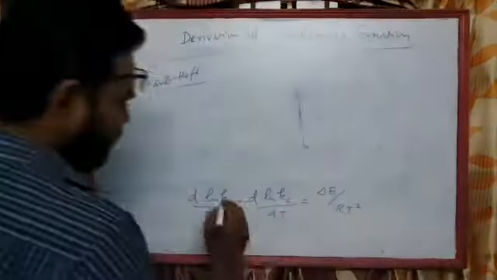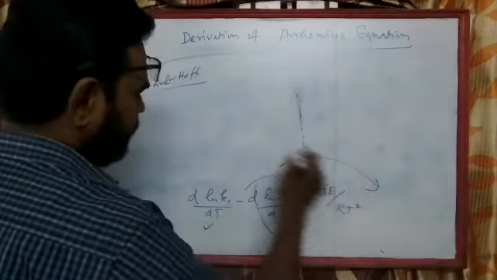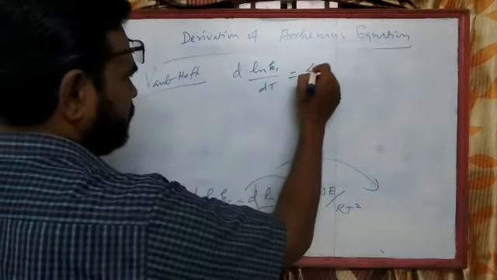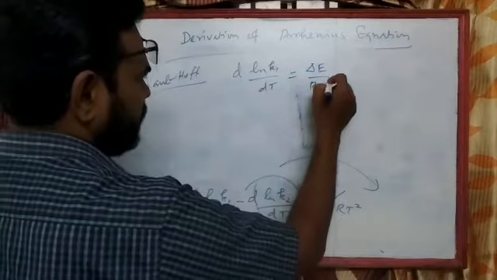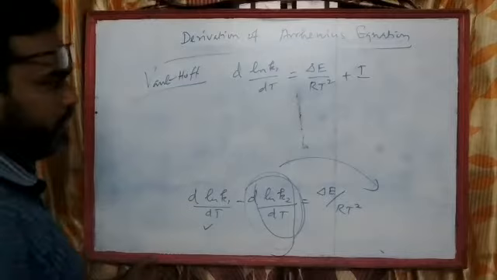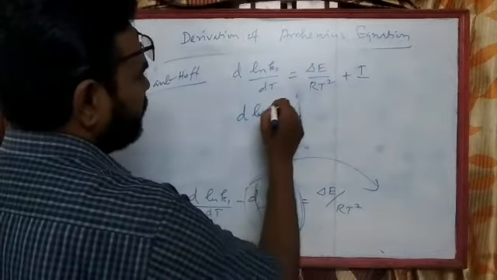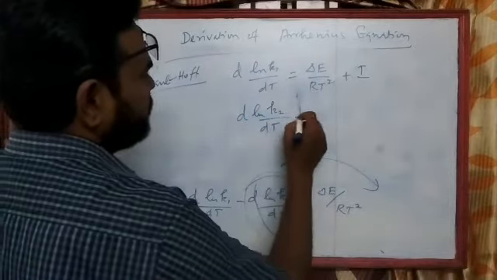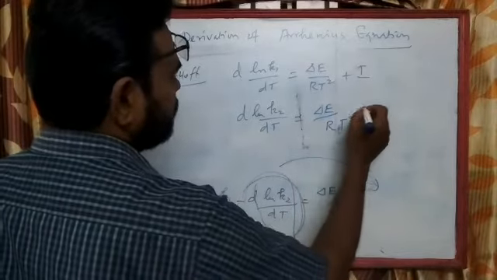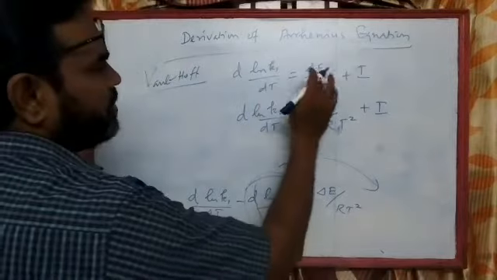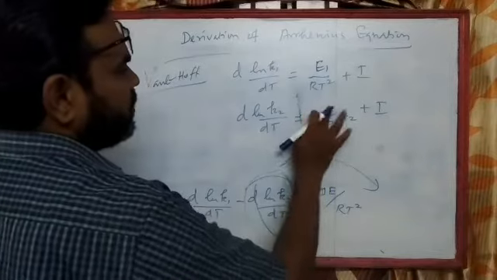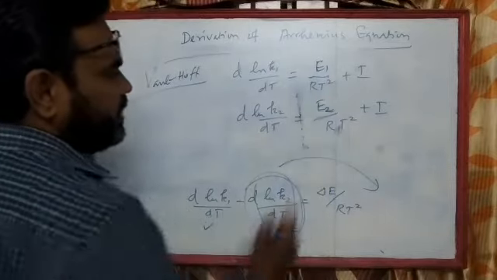I can write this by bringing this to the right hand side. I can write d ln K1 by dt is equal to delta E by RT squared plus, as a whole, this can be noted as a constant. And similarly d ln K2 by dt is equal to delta E by RT squared plus I. So at constant K1, this can be written as E1. At constant K2, this can be written as E2.